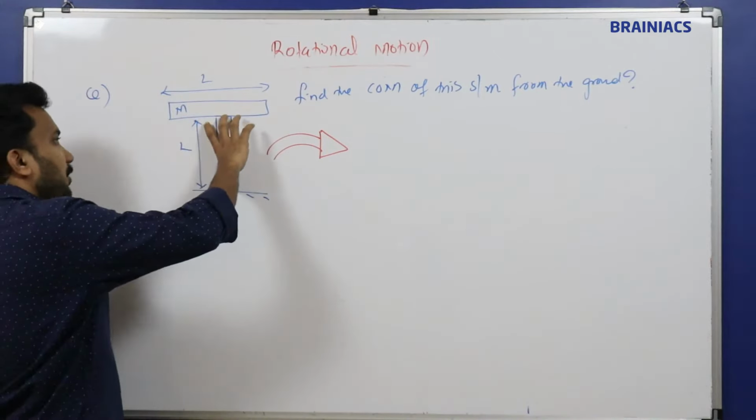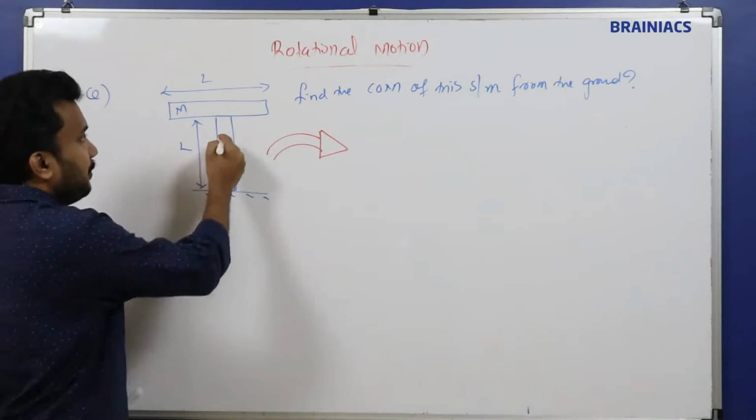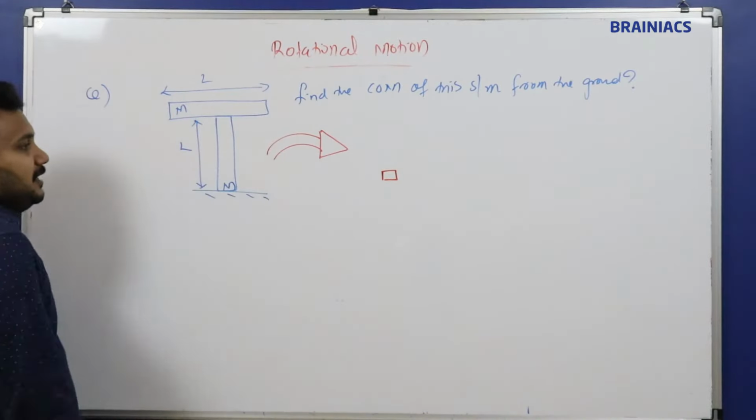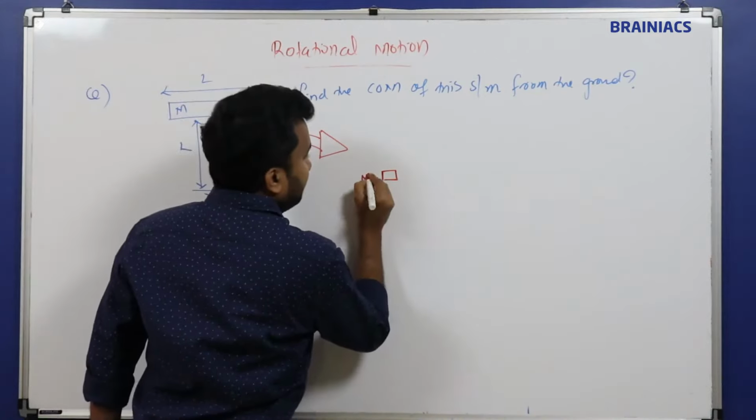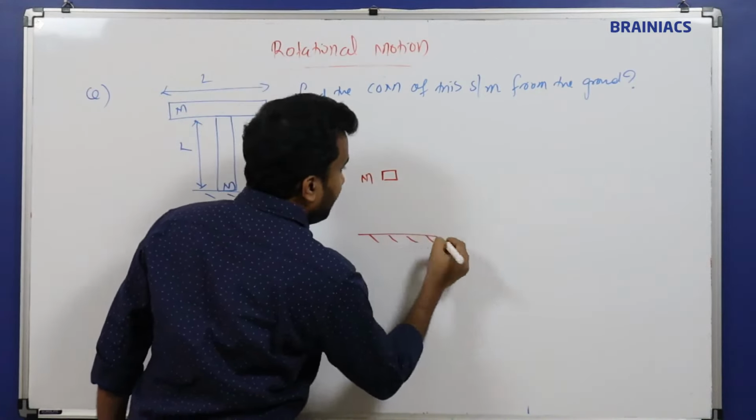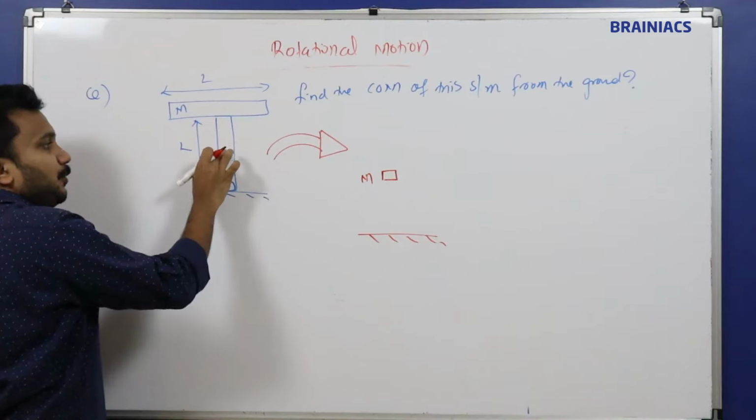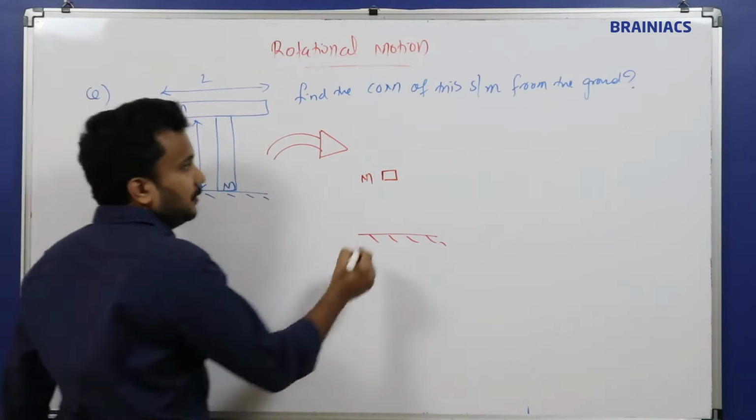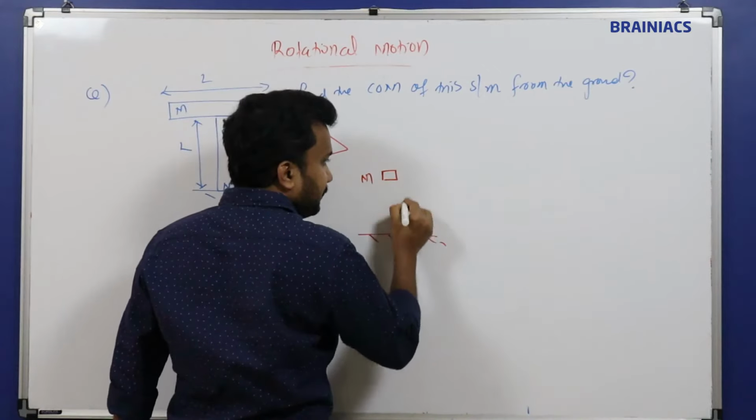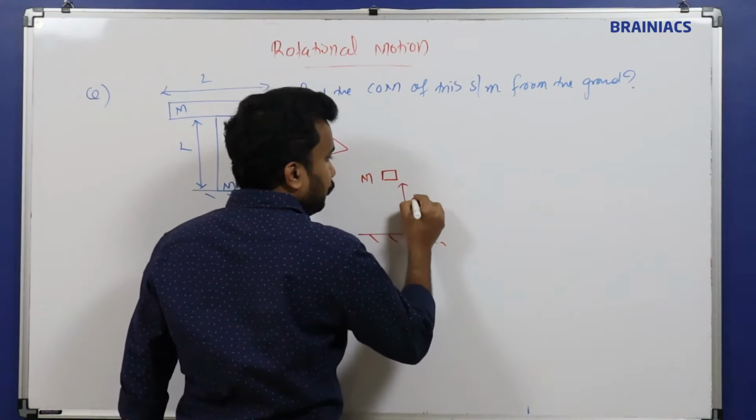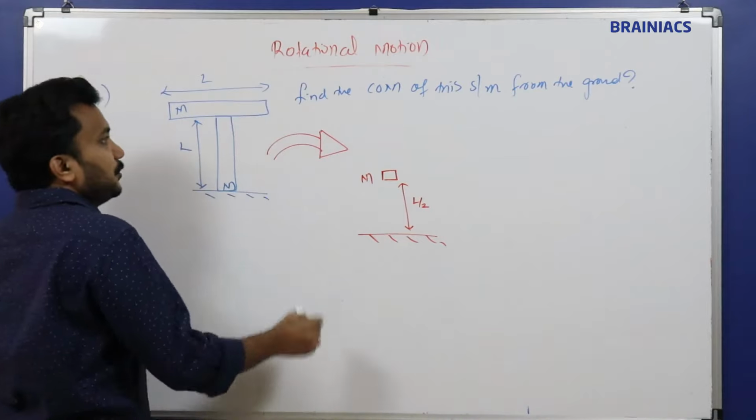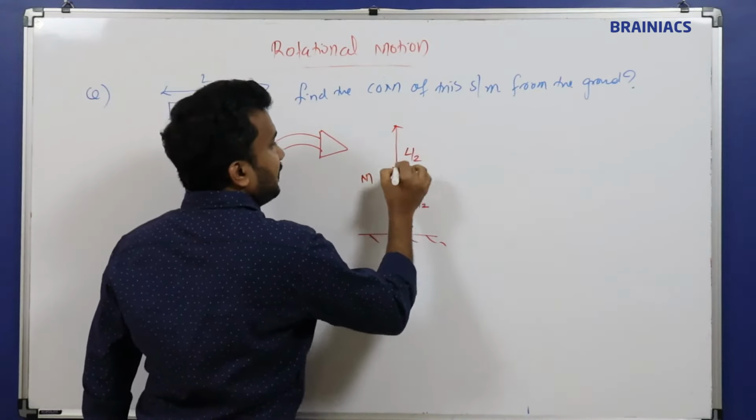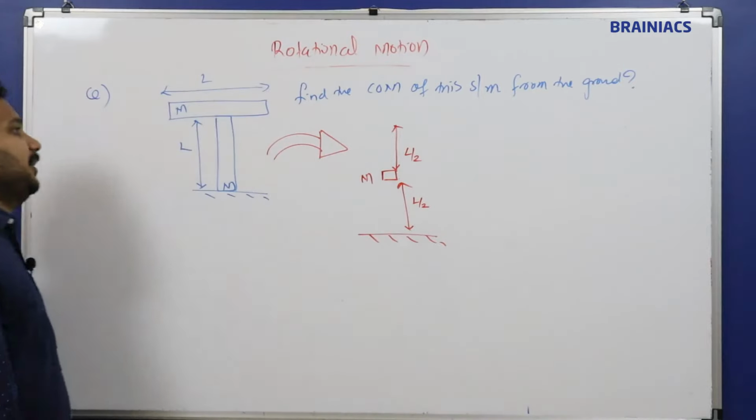First you consider this is one particle and this is the second particle. For this particle I am drawing a small square piece. So this particle has mass m. From the ground, the center of mass point is at L by 2 height. So this distance from the ground is L by 2. We consider it just like a particle, L by 2.